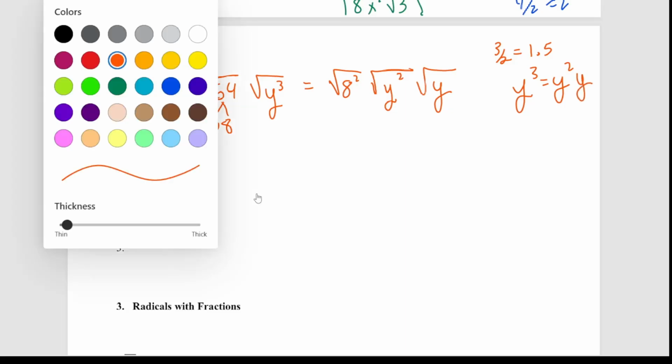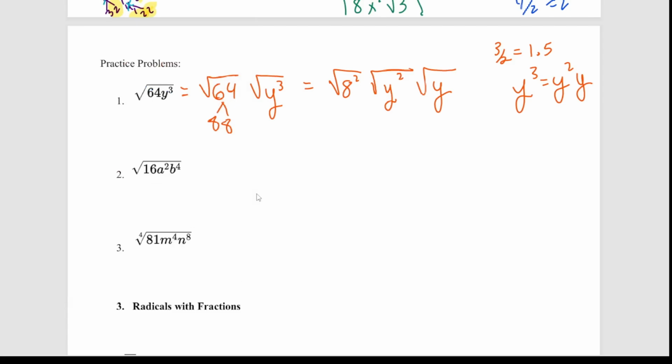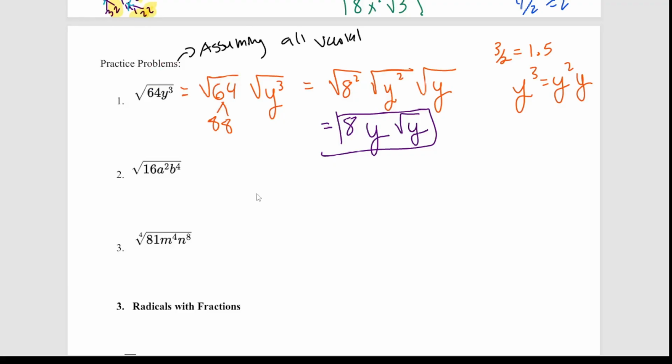Now I'm ready to do my final simplification, because the square root of 8 squared is just going to leave me with 8. The square root of y squared is going to leave me with y. And the square root of y stays as is. And again, for all of these practice problems, we are assuming all variables are positive, greater than 0.